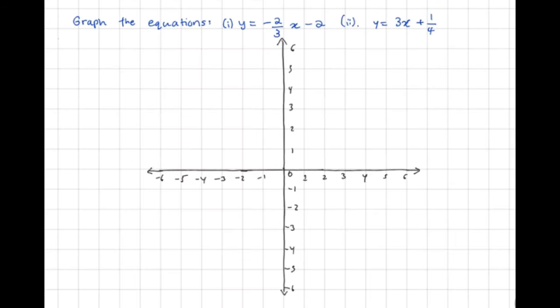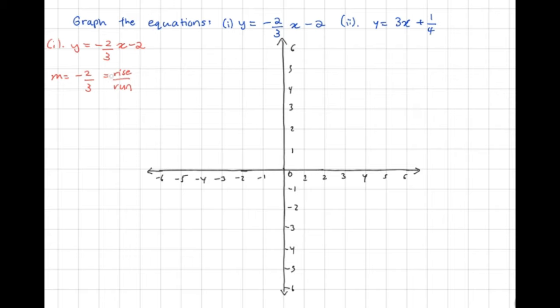Alright, let's take a look at graphing linear equations. We're going to be graphing these linear equations in the slope-intercept form. Let's take a look at the first linear equation: y = -2/3 x - 2. We can see that the slope here is -2/3, and slope basically refers to rise over run. Rise is the change in y values, the run is the change in the x values.